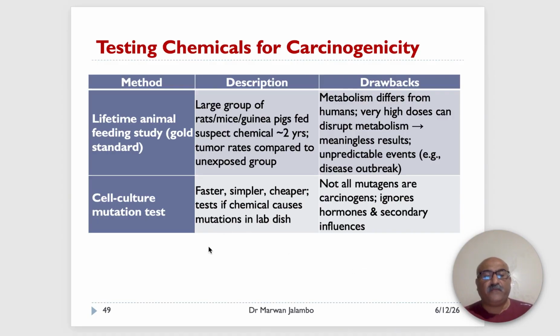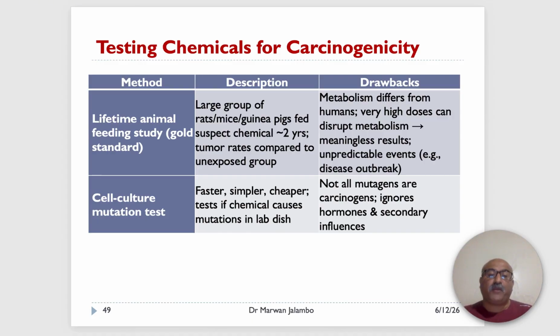The alternative is testing whether the chemical mutates cells in a dish. It's fast and cheap, but not every mutagen is a carcinogen, and it ignores hormones and other body-level influences. So, neither method is perfect, which is exactly why this question stays so controversial.